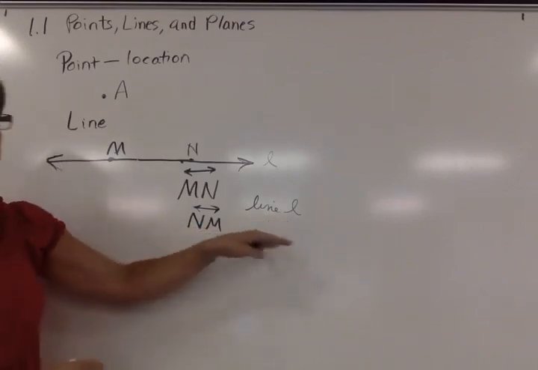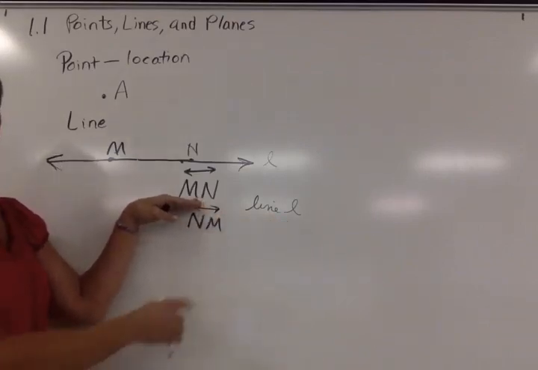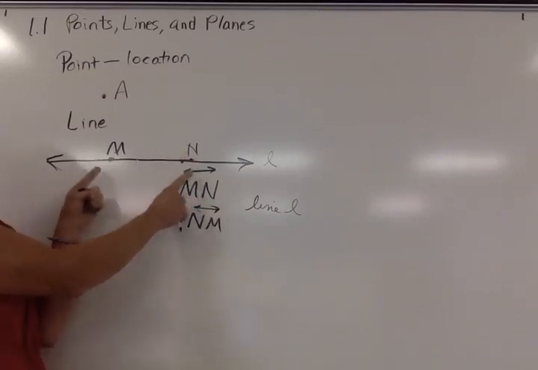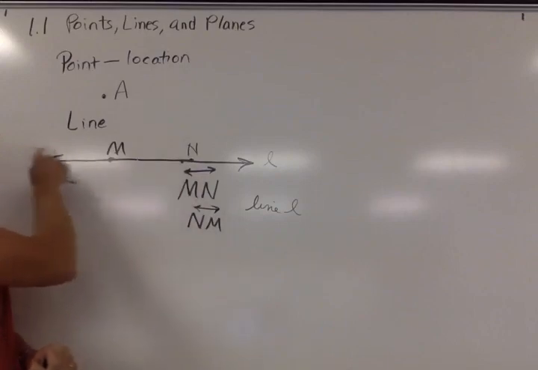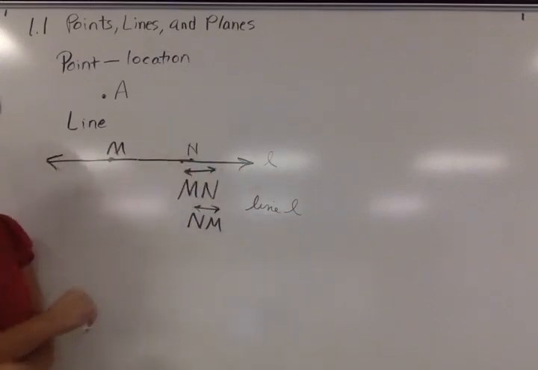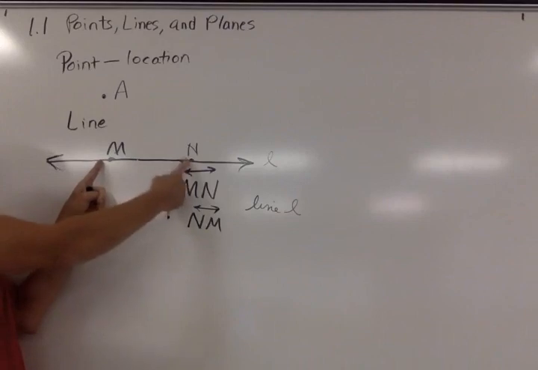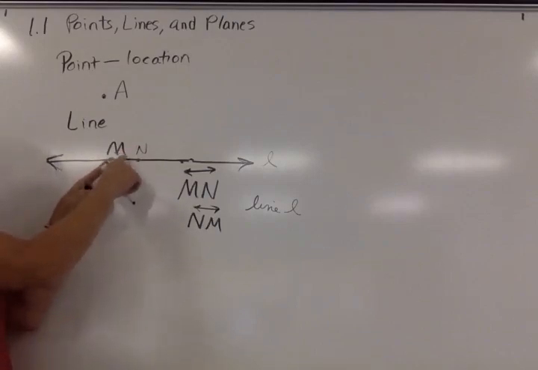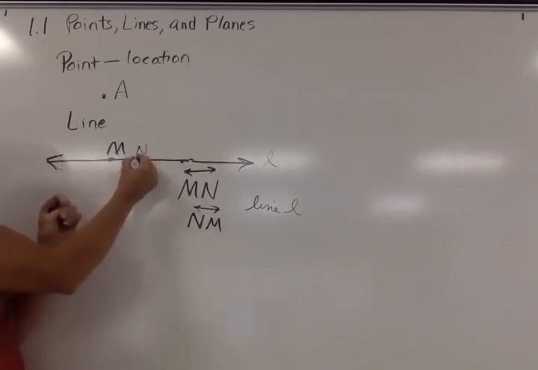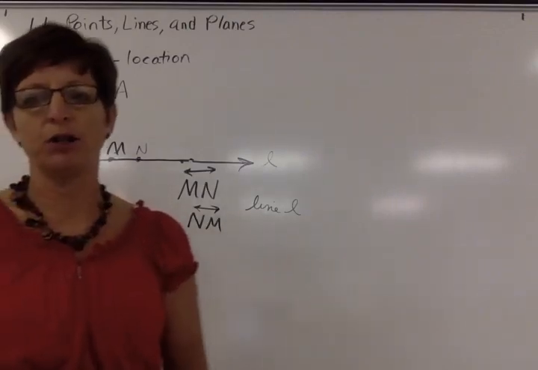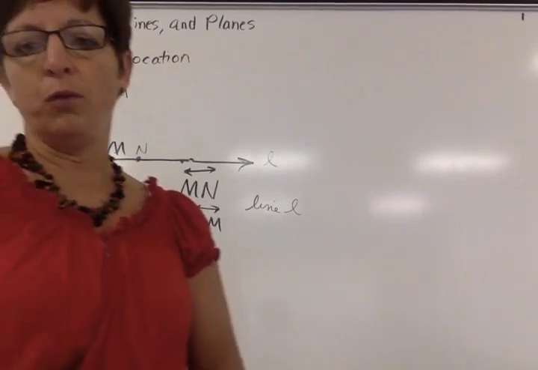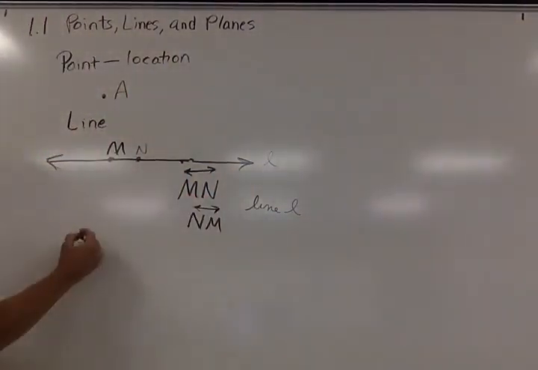Now I have to be a little bit careful when I say line MN, even though I only use 2 letters, there are 2 points labeled on this line, but you have to remember that there's an infinite number of points. Even just between these 2 labeled points, there's an infinite number of points. If I move N to this spot right here, there's still an infinite number of points between those 2. It's a concept that's a little bit hard to grasp sometimes.